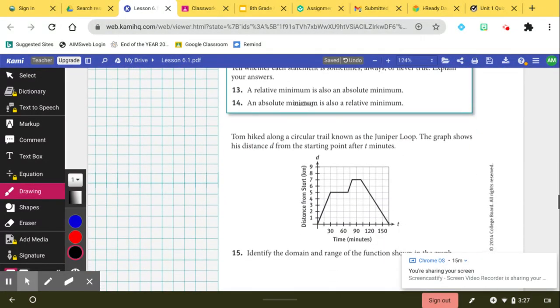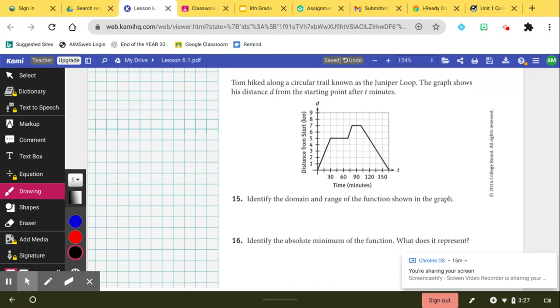Going down, last situation. It says Tom hiked a circular trail known as the Juniper Loop. The graph shows his distance from the starting point after 10 minutes. My dependent variable is the distance from the starting point, and that's why it goes back to 0, because it's circular, so once he gets to the end of the trail, he's back at his beginning.